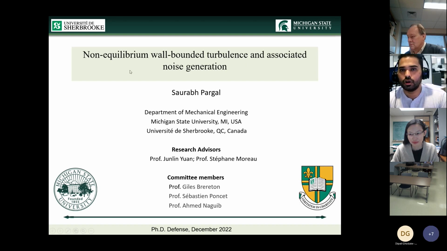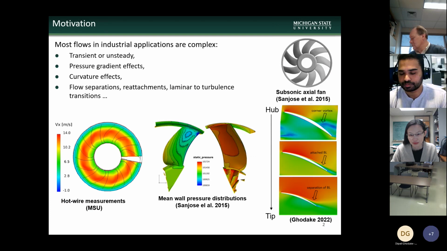Today I'll talk about non-equilibrium wall-bounded turbulence and associated noise generation, which I've been working on for the last 5 years. So let's start with the motivation. Now, most flows in industrial applications, right, are quite complex. They are non-equilibrium flow in nature.